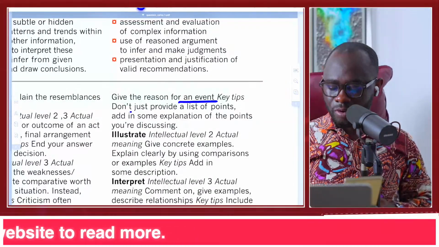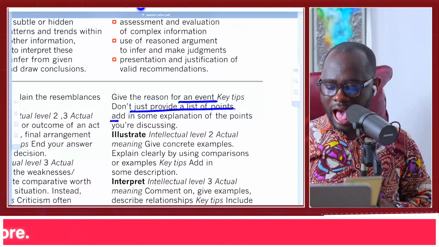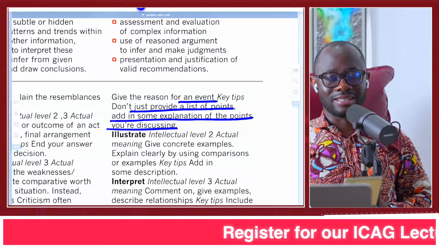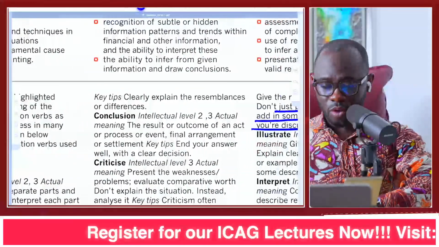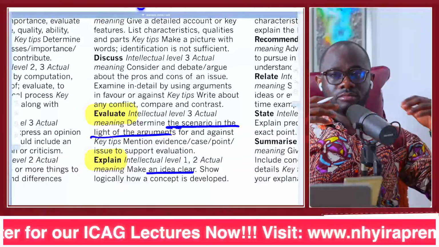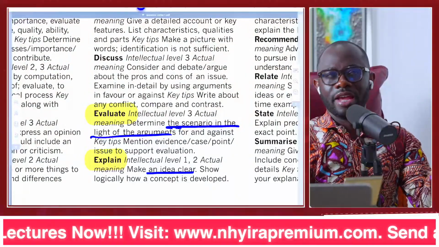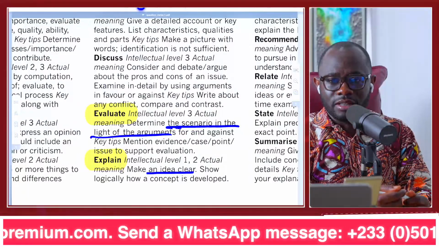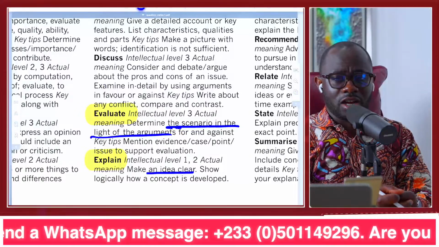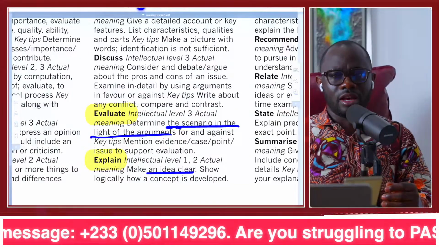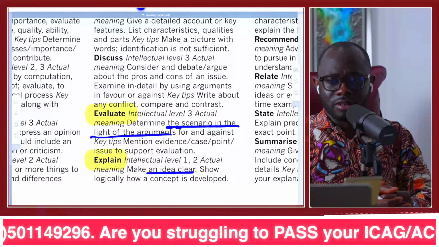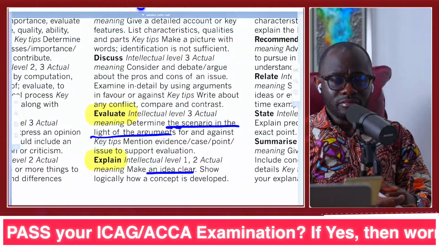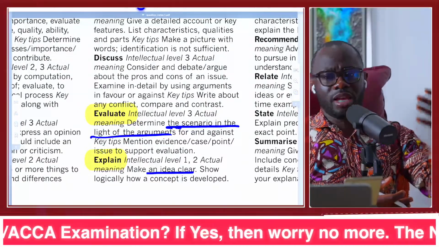Key tips: don't provide a list of points. Add in some explanation of the point you are discussing. So here, you are explaining something. Explain the role of the International Accounting Standards Board on sustainability. Explain the actions that the International Accounting Standards Board has taken on sustainability. Explain how governments can control public expenditure. Explain the various roles that government plays in ensuring that value for money is achieved.